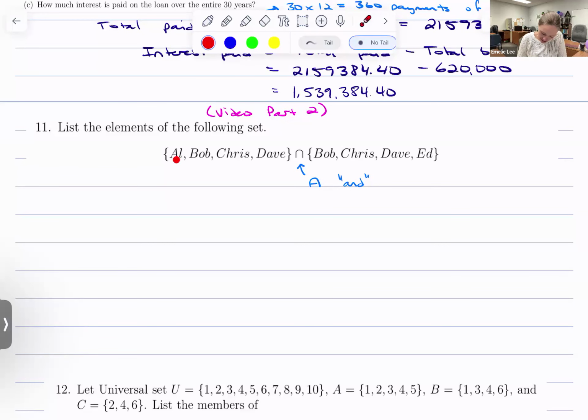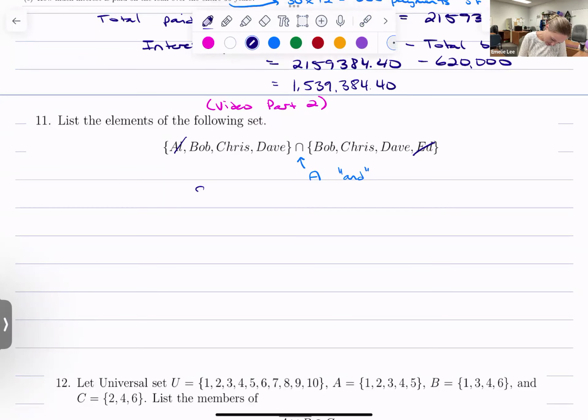So is there an Al in the second set? No, there isn't. Is there a Bob? Yes, there is. Is there a Chris? Yes, there is. Is there a Dave? Yes, there is. And moving on to the only one that we didn't cover in the second set, which is Ed. And so combined, I have the set. List the elements: I have Bob, Chris, and Dave.